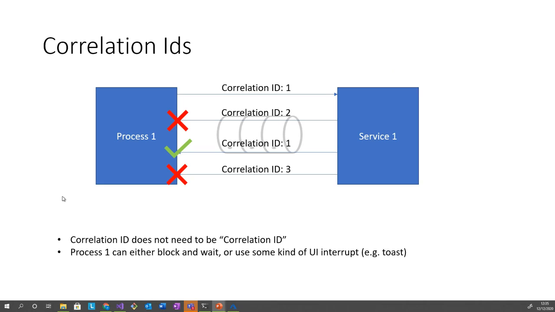At this point, process 1 can either block and wait, effectively behaving in exactly the same way as your average inline API call. Or you can change the UI completely. I'm no UI expert, but maybe this time you place an order, and when the order is complete, the user gets an email, or they get a toast, one of these little notifications at the top of the screen. Whichever way you want to do that.